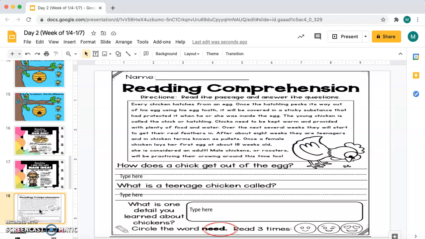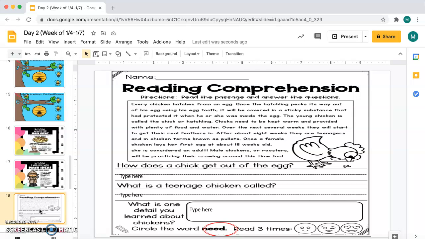So this is for reading comprehension. So I'm going to go ahead and I'm going to read the story to you, and then you're going to answer the questions about the main idea. Every chicken hatches from an egg. Once the hatchling pecks its way out of its egg, using its egg tooth, it will be covered in a sticky substance that had protected it when he or she was inside the egg.